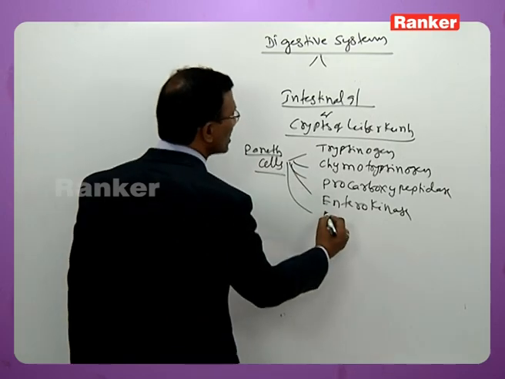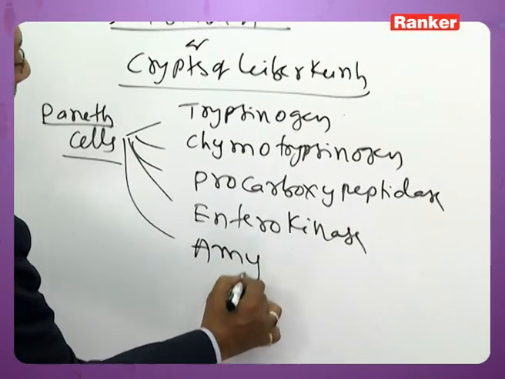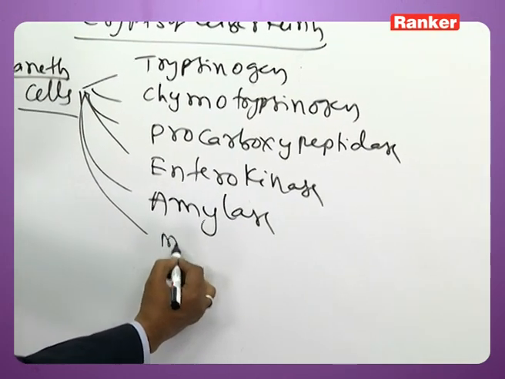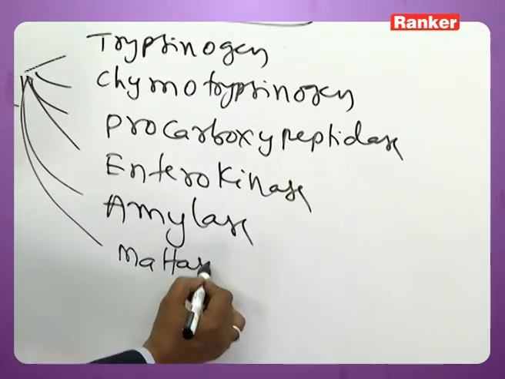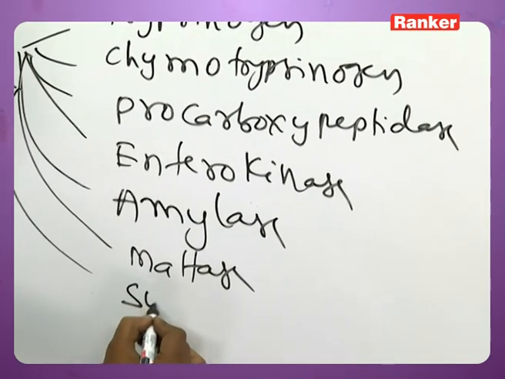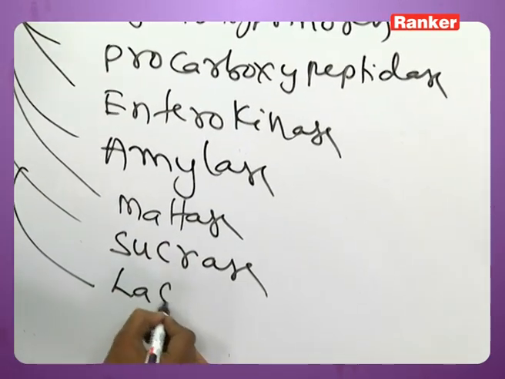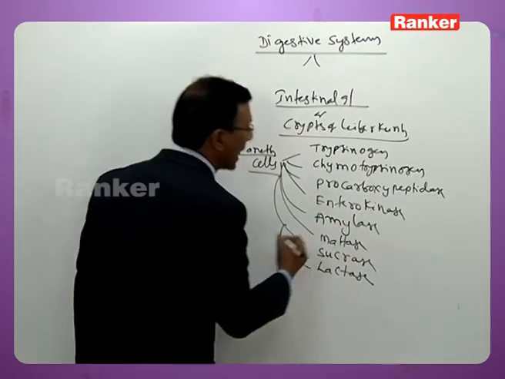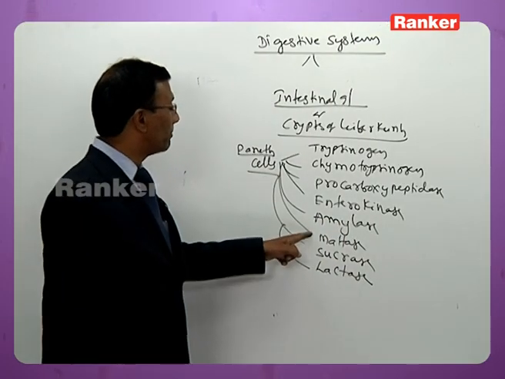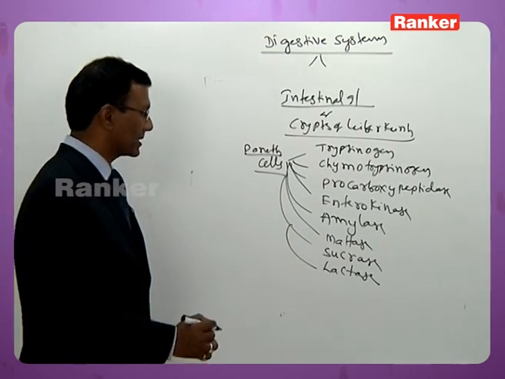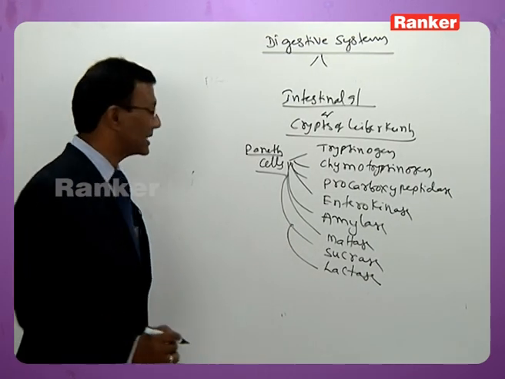Apart from that, they also secrete amylase, maltase, sucrase, lactase. Amylase, maltase, sucrase, lactase are carbohydrate digesting enzymes. They are all carbohydrate digesting enzymes.